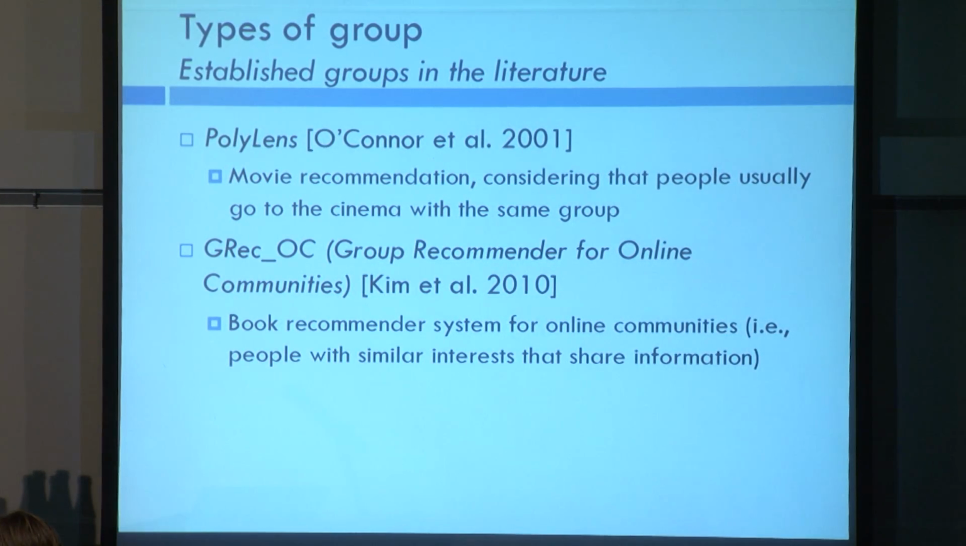So, the systems that work with established groups usually are characterized by specific domains. For example, there's Booleans, which is one of the oldest and classic group recommender systems, one of the most famous ones, which considers the fact that people usually go to the cinema with the same friends. Or there's this group recommender for online communities, which tries to provide recommendations by considering the fact that the users belong to a given community, and the people share interest and share information.